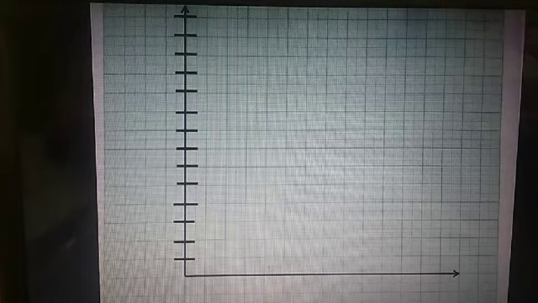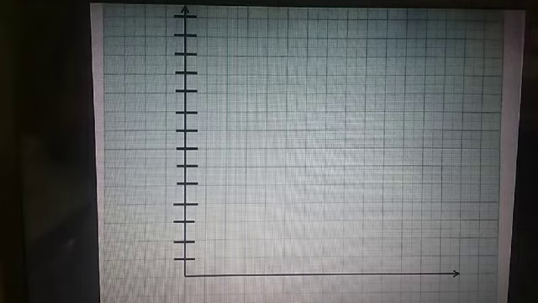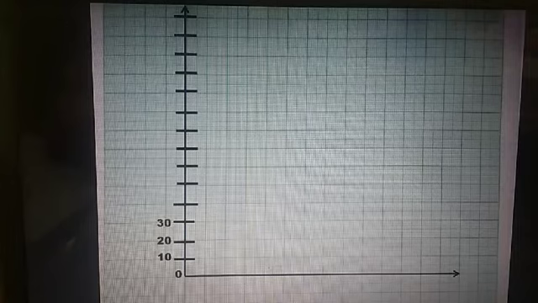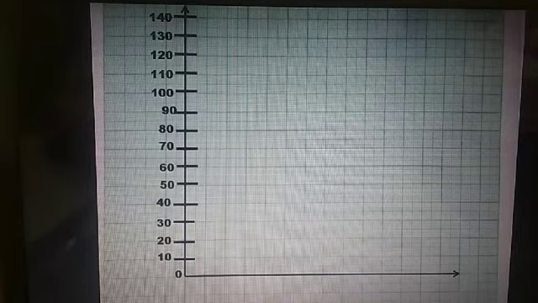Now you have to choose a scale. Scale means the readings that you will mark here. As per the values, it will be easy for us to take a gap of 10. So I will start from 0, then 10, 20, 30, and like this you will write all the readings. Now you can see the last reading I am using here is 140 because the greatest reading in the table is 135, so we are basically crossing it.